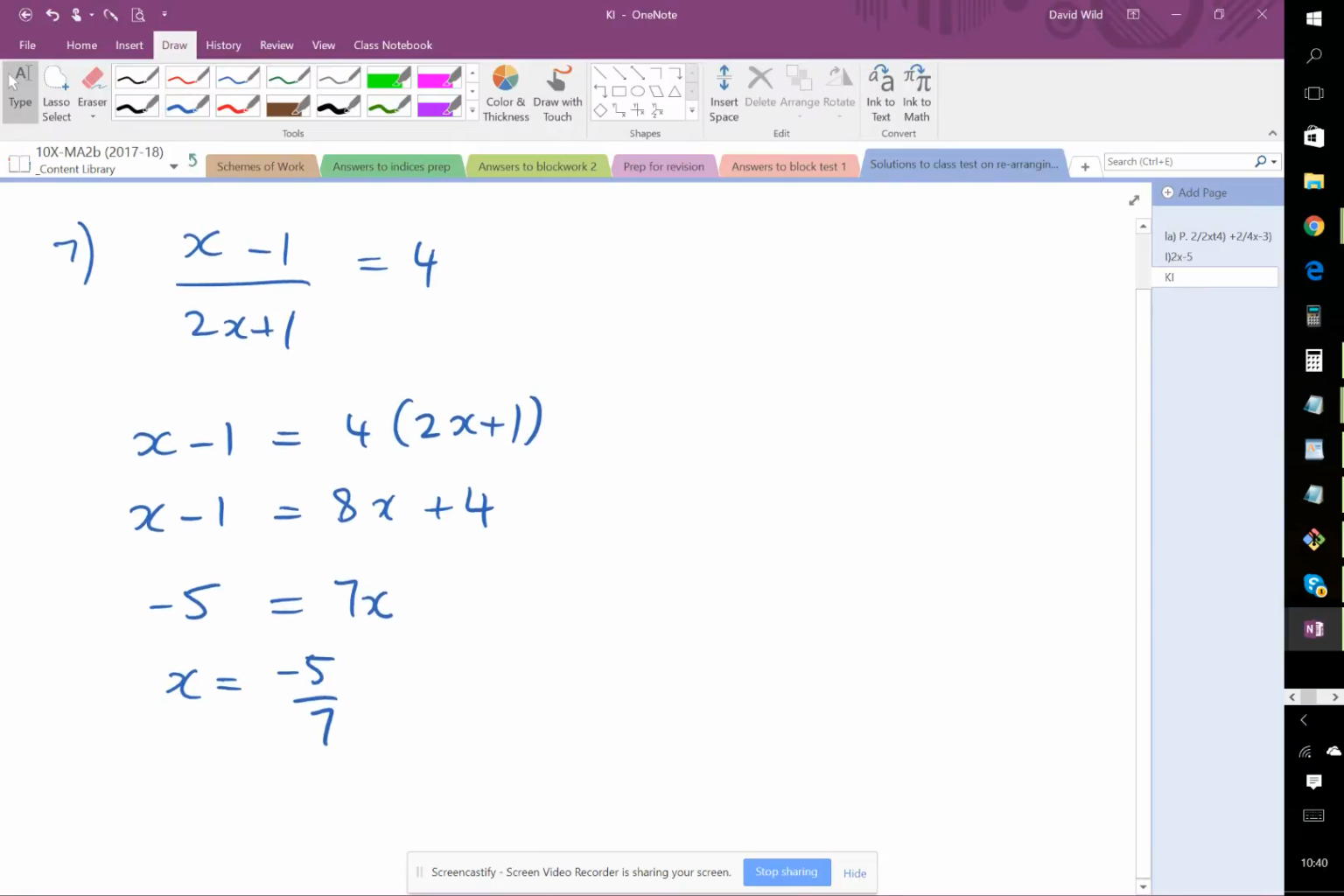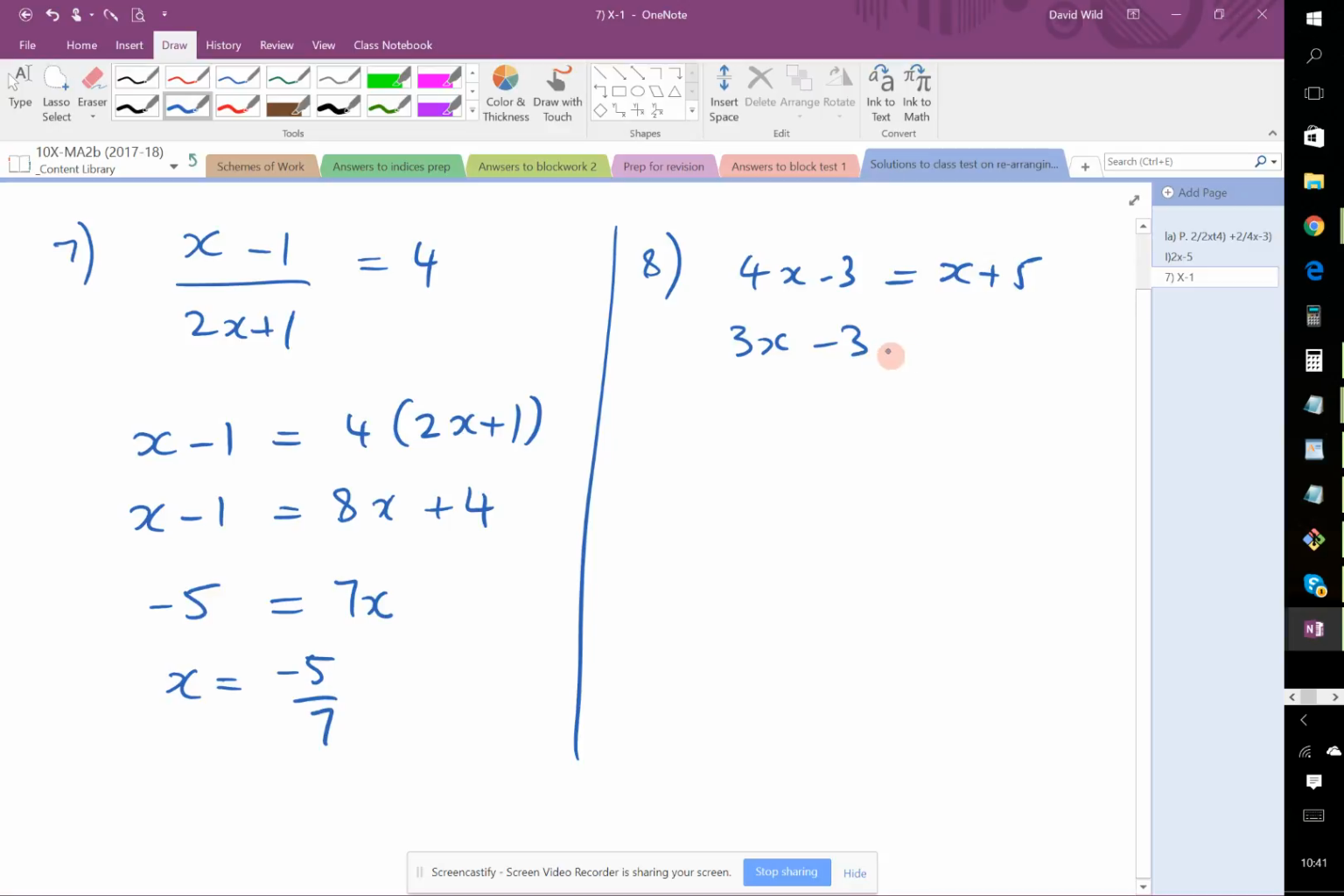Okay. Question 8. 4x minus 3 is x plus 5. Here I've got x appearing twice, so I need to get them together. Subtract x from both sides. I get 3x here, 5 there. Add 3 to both sides. Divide both sides by 3.